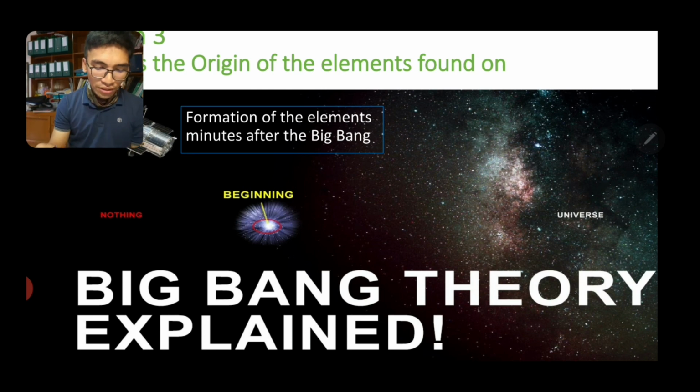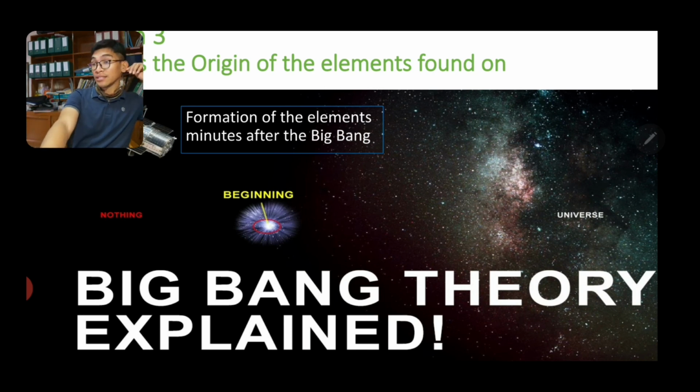Ano daw yung number 3? Wala na number 3. Ang number 3 dito, the remaining elements making up only 2% of the universe were largely produced in processes during the formation, evolution, and death of the stars. Wow. So let us discuss about the stars.